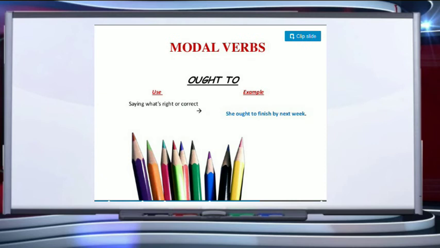Next, coming to the modal verb ought to. Now, where do we use ought to? Saying what is right or correct. She ought to finish by next week. Ought to is used to show moral obligation. Further examples are she ought to take care of her old grandparents. There is no compulsion, but then it is her moral obligation to do so.